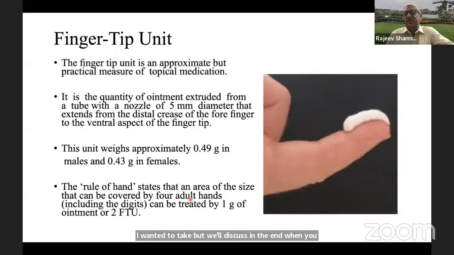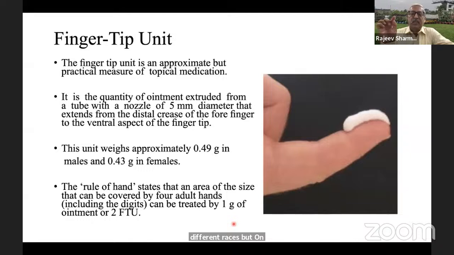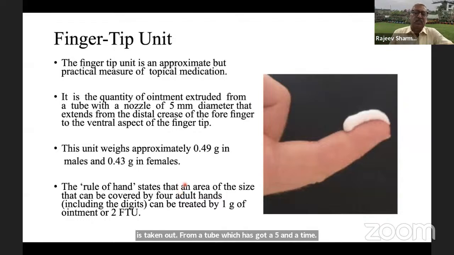But remember, it is very important to remember the fingertip unit principle. It begins from this interphalangeal crease to the tip of the finger, and it varies in people from different races, but on an average it is supposed to deliver about 0.5 gram of the medicine, if it is taken out from a tube which has a 5 mm diameter nozzle. Most of our tubes are not standardized, so we can still roughly use this rule of 1 FTU, or fingertip unit. And one fingertip unit is 0.5 gram.